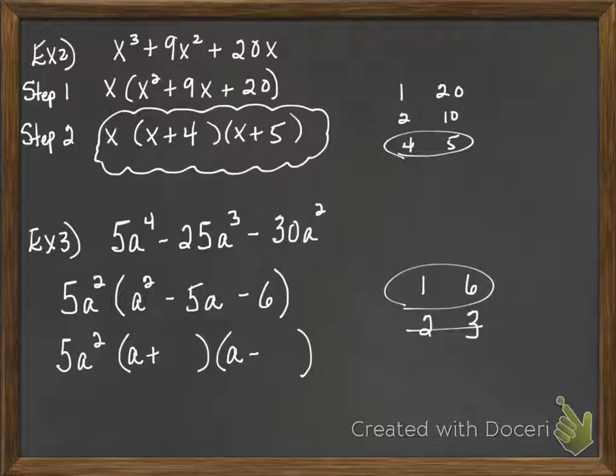So 1 would have to be positive. You're correct. And the 6 would have to be negative. All right, it's a little bit harder when the last term of your trinomial is negative.